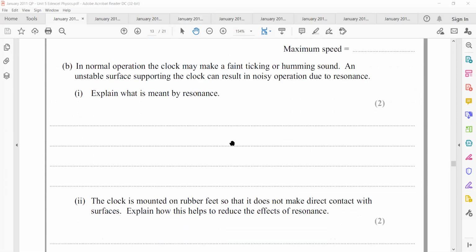In normal operation, the clock may make a faint ticking or humming sound. An unstable surface supporting the clock can result in a noisy operation due to resonance. Explain what is meant by the term resonance. As we discussed in the beginning, the definition of resonance.